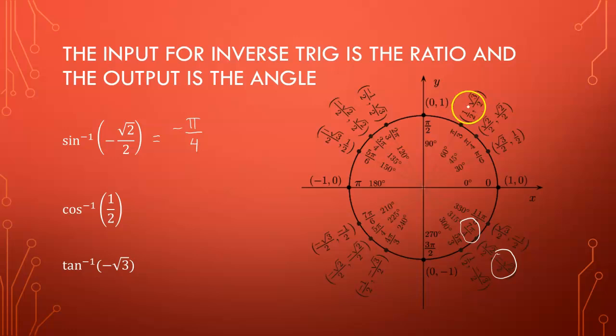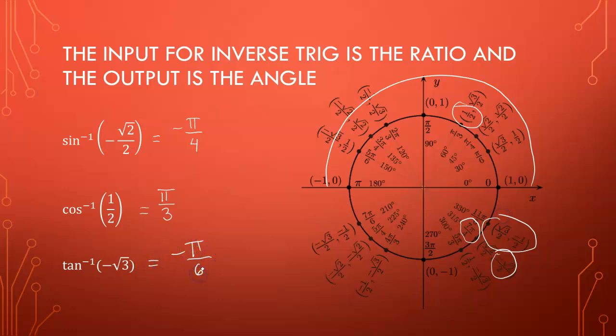Cosine of an angle is a half when the x-coordinate is a half, so cosine inverse of a half would be pi over 3, because that's the spot on the unit circle that outputs pi over 3, and that value is on that cosine part of the unit circle. Tangent inverse of negative root 3 would be the place on the unit circle where the sine over cosine ratio gives you a negative root 3, so it's going to be negative pi over 6.